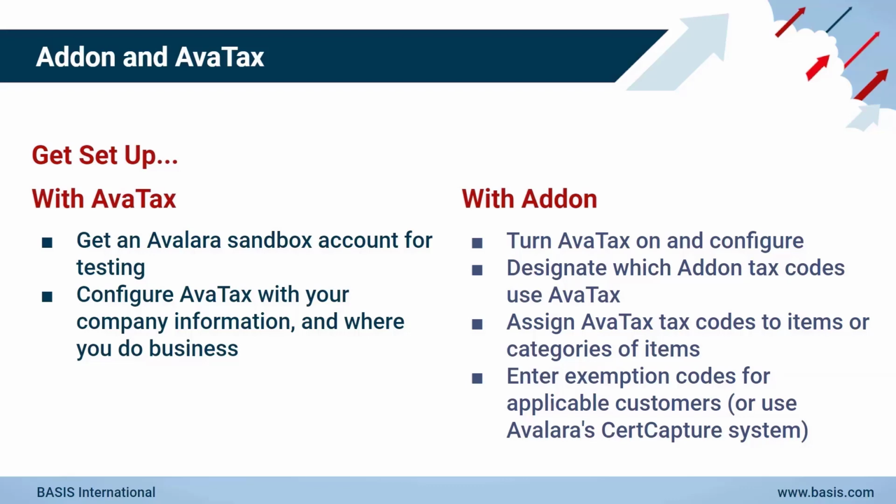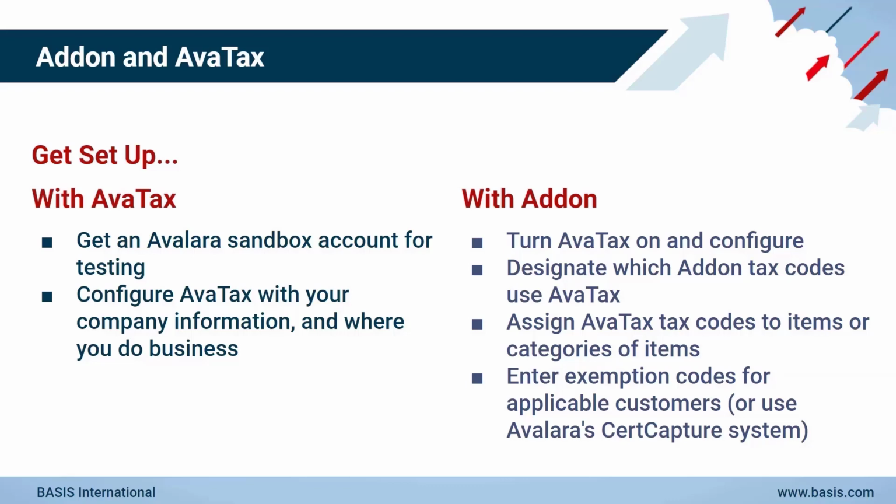Once you have an account, you provide some information about your company and where you currently collect tax. On the add-on side, you'll turn on the service in the order processing parameters and configure your connection information. You'll also designate which of your add-on tax codes will use the AvaTax service, so you have the option to use the service for some codes and not others. It's not an all-or-nothing switch. You'll set up which of the AvaTax product and service tax codes apply to you, whether you do that at the individual item level or for an entire product category.